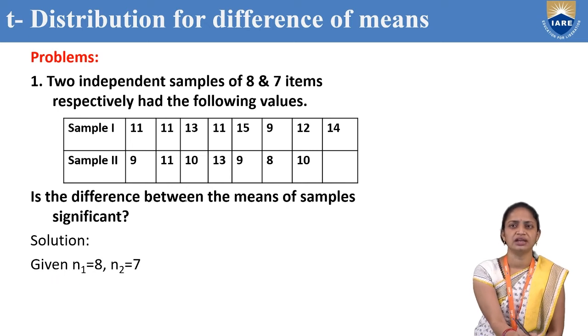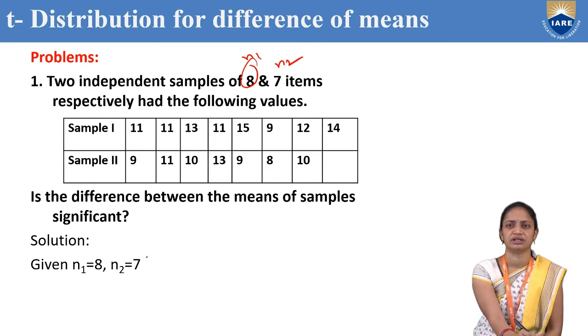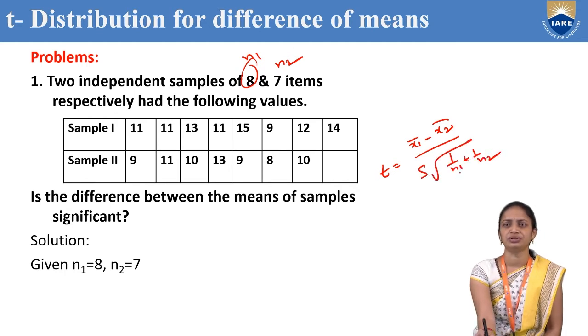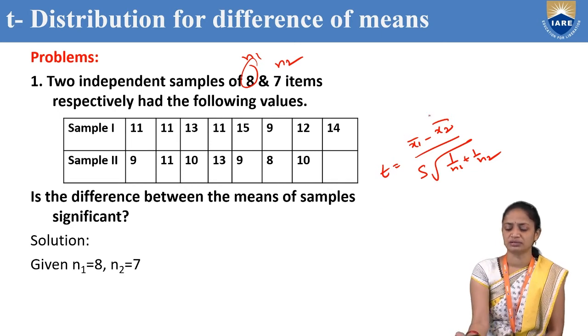Given, n1 and n2: n1 is 8 and n2 is 7. So we need to find the difference between the means. That means t equal to x1 bar minus x2 bar divided by s into under root of 1 by n1 plus 1 by n2. We need to follow this formula. So here we need to find x1 bar and x2 bar.